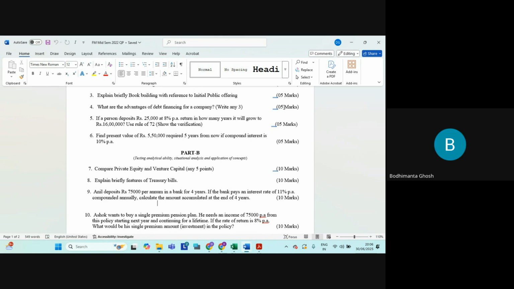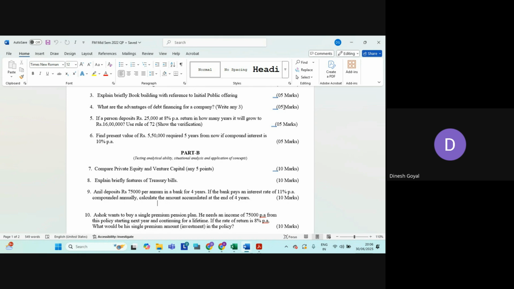An annuity of 75,000 is given. N is 4 and the rate is given. So what is asked? We will find the future value of what? The future value of an annuity, because they have clearly written here annual deposits of rupees 75,000 per annum, every year. So 75,000 annuity for 4 years. So N is 4, and the bank pays an interest rate of 11%. 11 upon 100, so I or R will be 0.11.